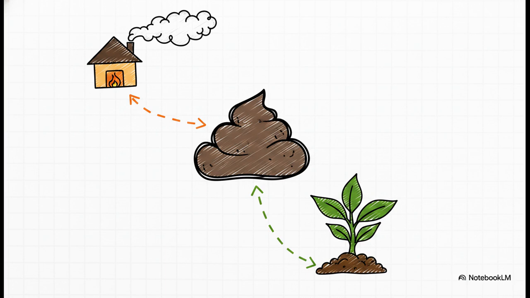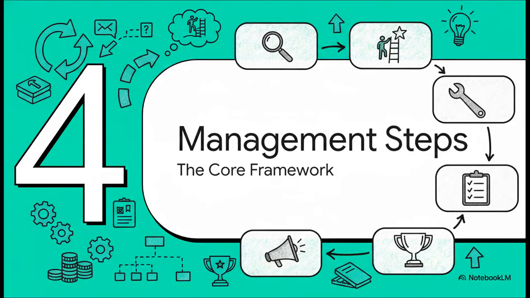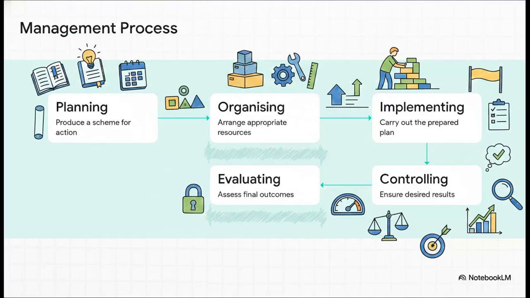Which brings us to section 4, the 5 management steps, the core framework. I really want you to slow down and take some mental notes here because these are the 5 foolproof steps for tackling absolutely anything in your life. Whether you're doing intense exam prep, building a business, or hosting a massive event, you are always going to move through planning, organizing, implementing, controlling, and evaluating. Let's break these down a bit.